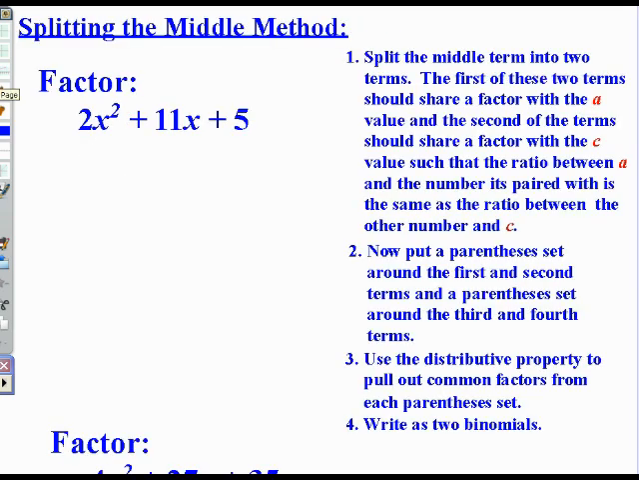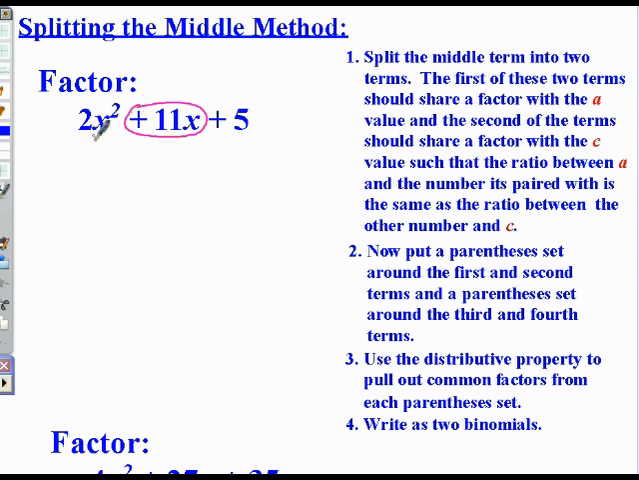Now let's look at another method called splitting the middle. We're going to split the middle term, which is the B term, into 2 separate terms. These 2 terms need to be done in a way so that your 4 terms are proportional, and I'll kind of show you rather than explain it. It makes more sense when you see it.